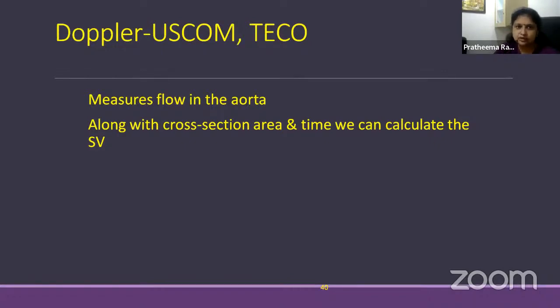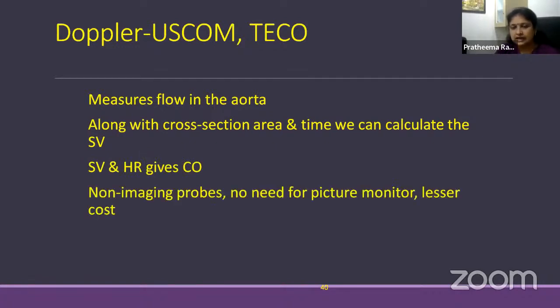So in this Doppler, we can measure the outflow of the heart. Everywhere in hemodynamic monitoring, all the monitors are concentrated at the aortic root. So that is where they take the cross-sectional area, which is measured along with the movement of blood and the time it takes to move, and SV is calculated. So this is what I told you, stroke volume and heart rate give us cardiac output directly. We can get a number on a screen.